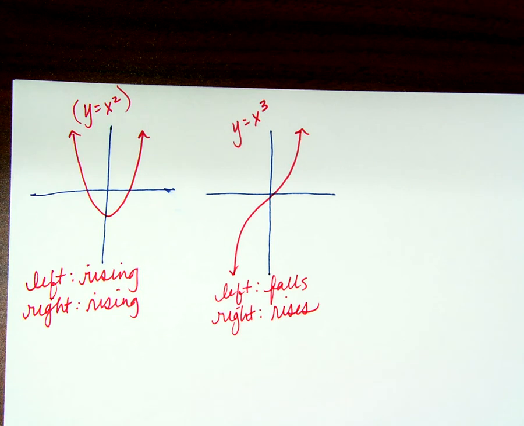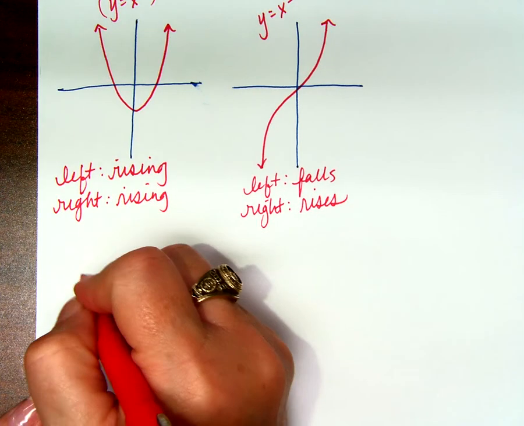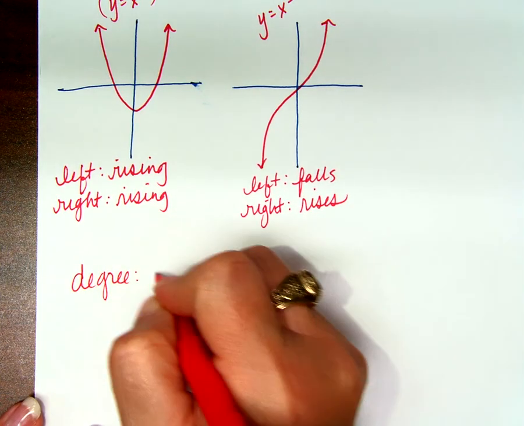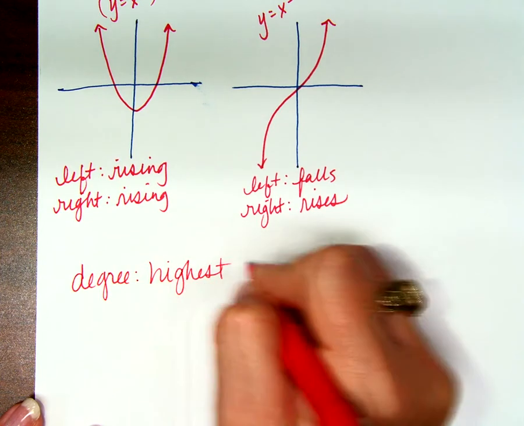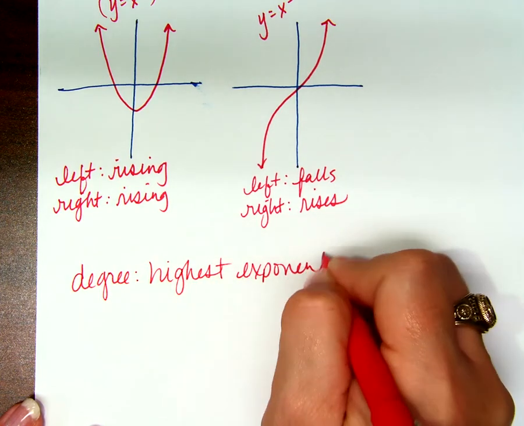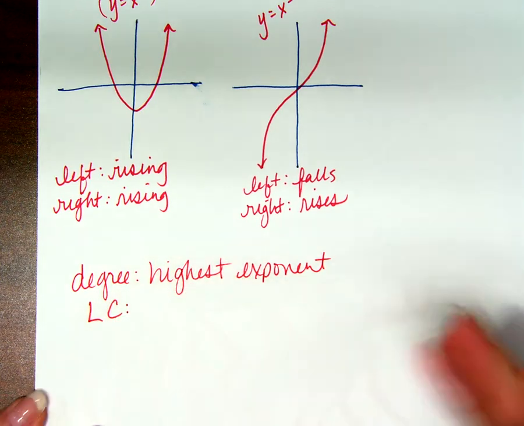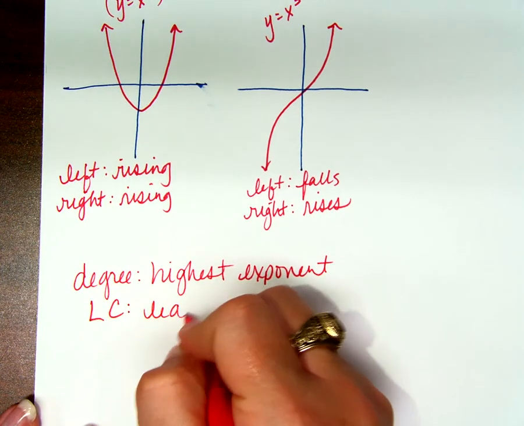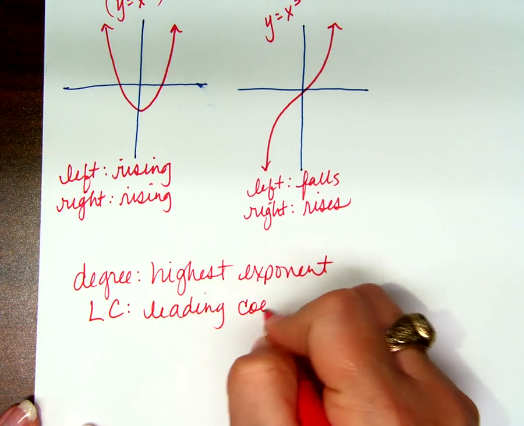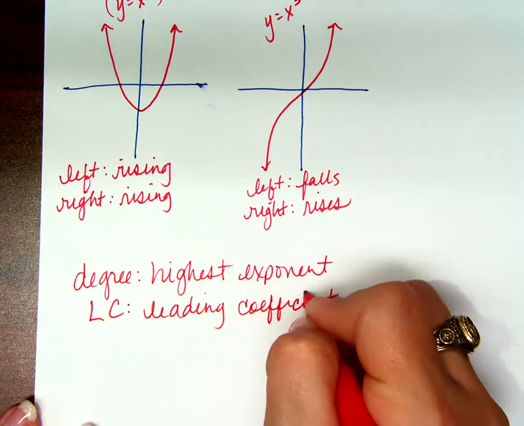Now, what we're going to need you to be able to do is talk about the end behavior of an equation without looking at the graph. So, in any particular function, we're going to be able to tell the end behavior by looking at the leading coefficient and the degree. Now, remember the degree is the highest exponent. And we're going to talk about LC. I'm just going to abbreviate it like that. We're going to talk about the leading coefficient. Okay?